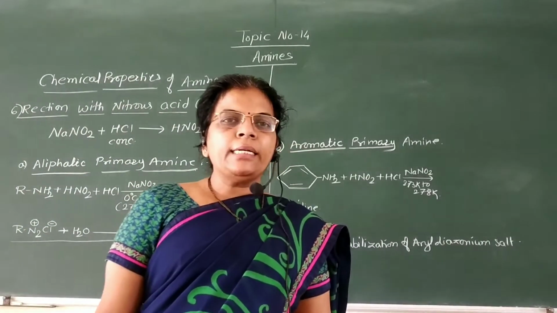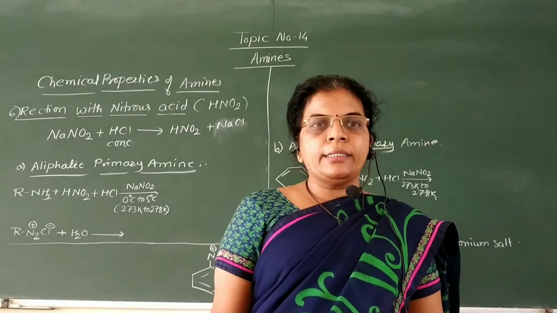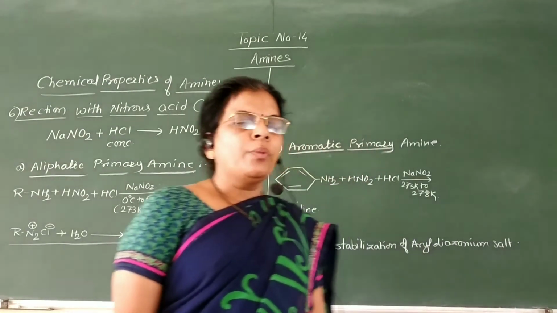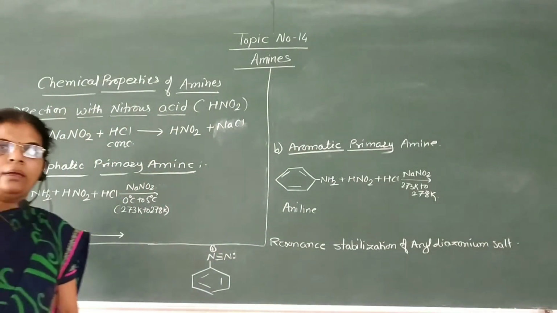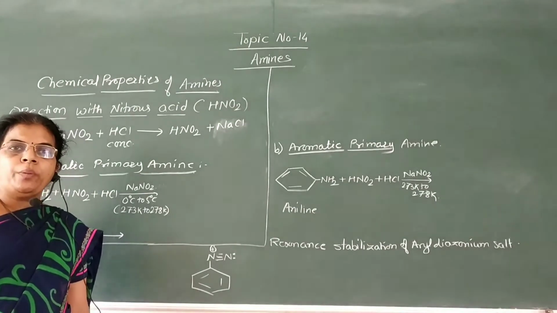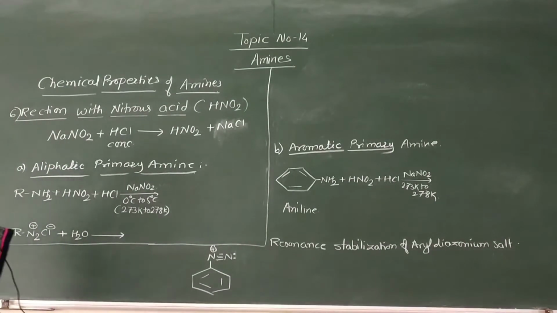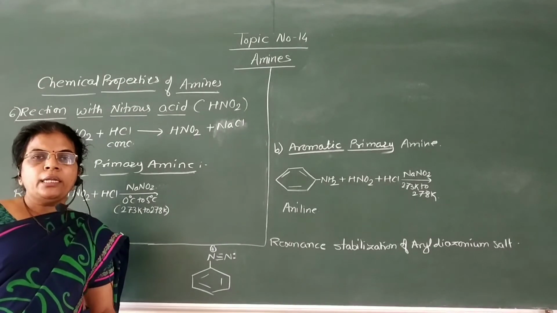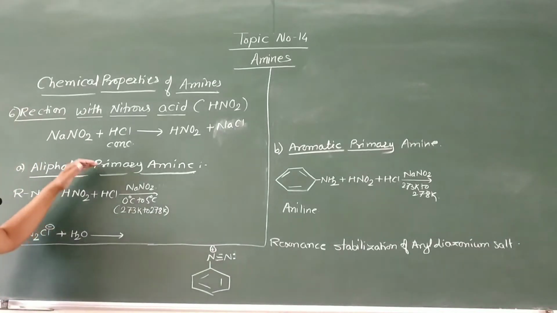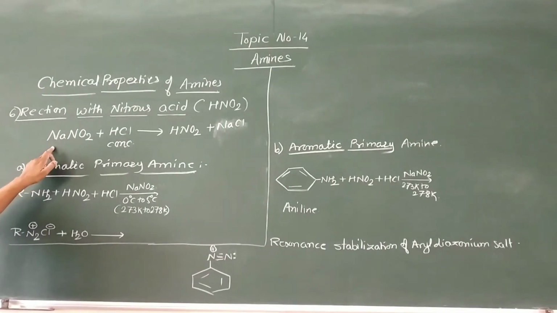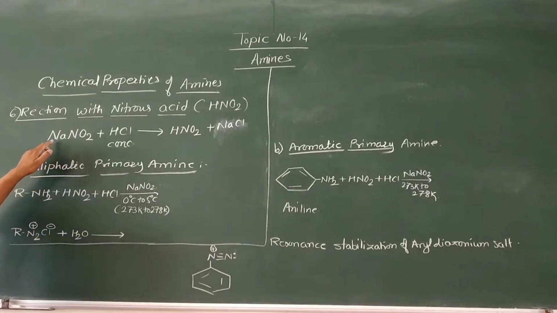Next reaction, that is 6th reaction, is reaction with nitrous acid, that is HNO2. Now this nitrous acid or HNO2 is an unstable reagent and therefore it is prepared at the time of reaction. Here primary, secondary and tertiary amines react differently with this nitrous acid. Therefore it is prepared at the time of reaction in reaction mixture.